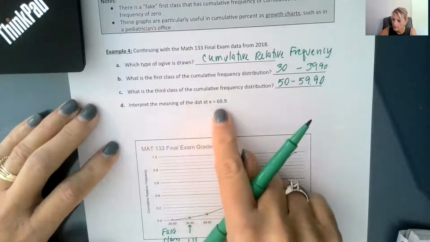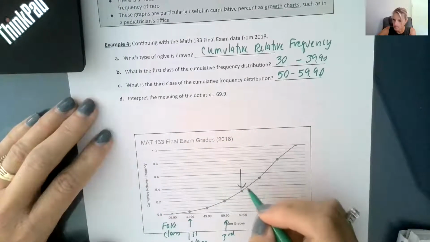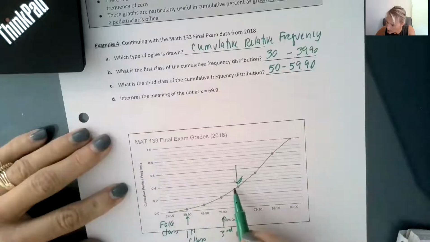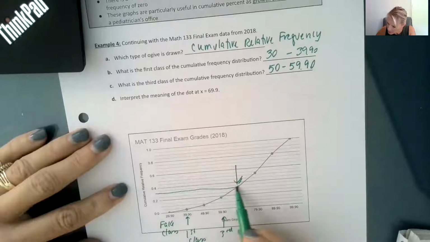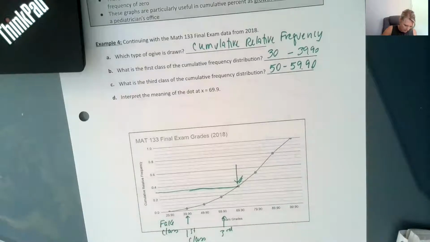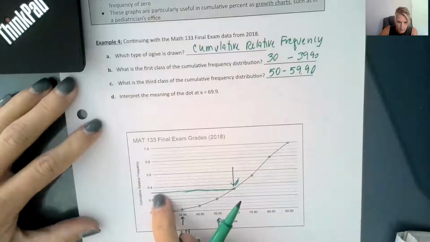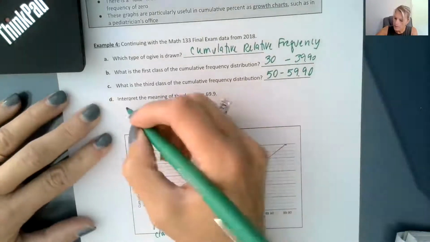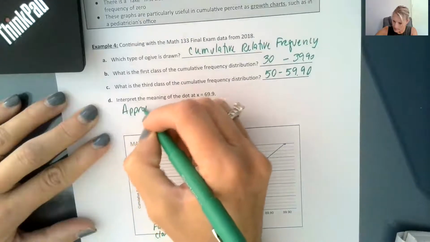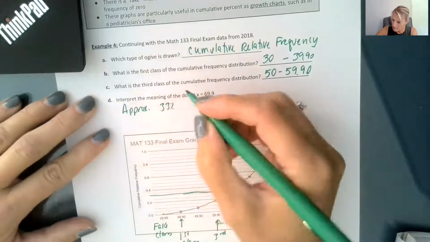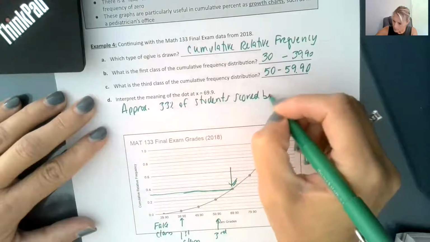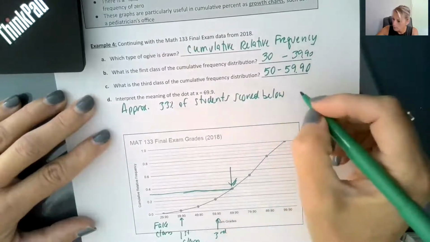Interpret the meaning of a dot at x equals 69.9. So this dot right here actually goes over. So that shows us a little over 30%, like 33% or so. So approximately 33% of students scored below that 69.9%.